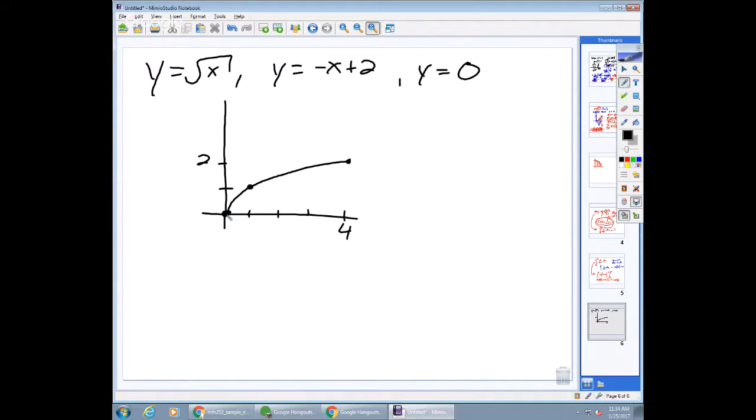Negative x plus 2, y-intercept is 2, and then the slope is negative 1, so down 1 over 1, down 1 over 1. Here is that function right there. And then we're also throwing in y equals 0, aka the x-axis. So the region bounded by the 3 of these looks like this region right here.